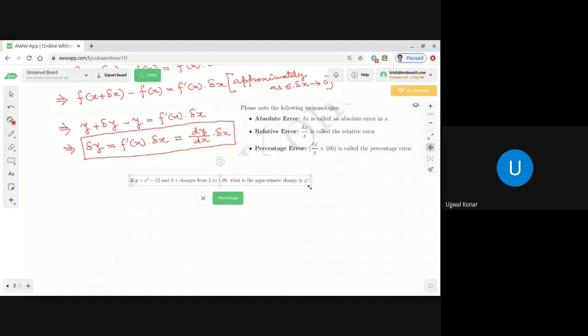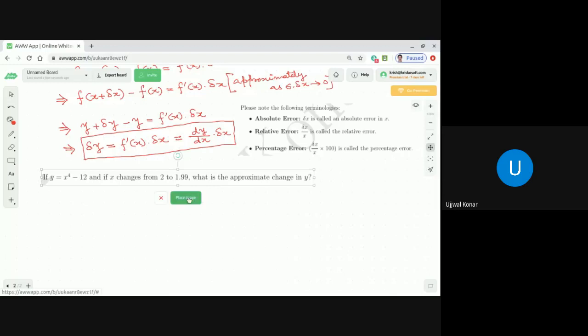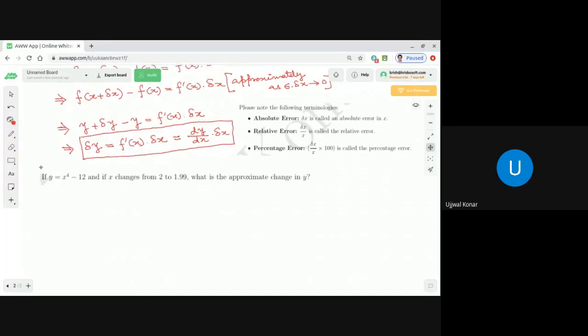So the question here is that, dear students, if y is equal to x to the power 4 minus 12, that means y equals f(x), that is a function. And if x changes from 2 to 1.99, what is the approximate change in y? That means the initial value of x is 2, then the final value of x becomes 1.99. So that means there is a small change, dear students.